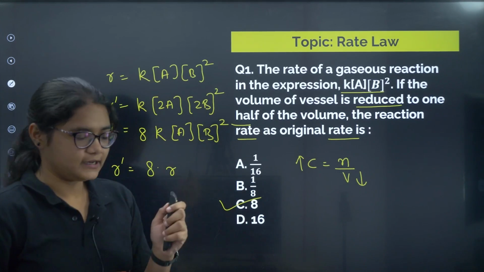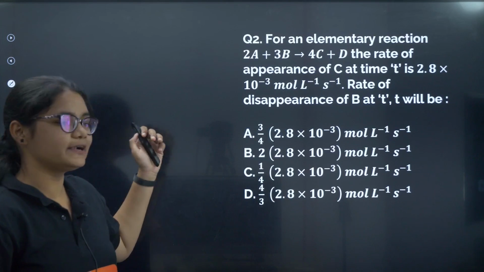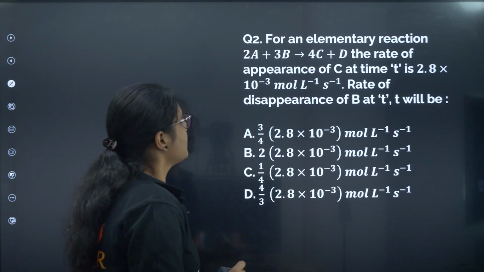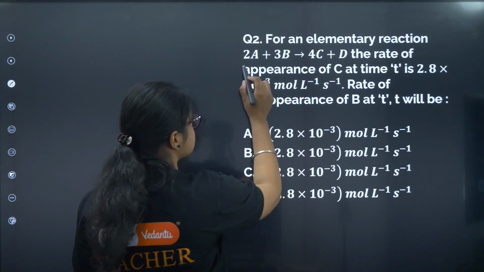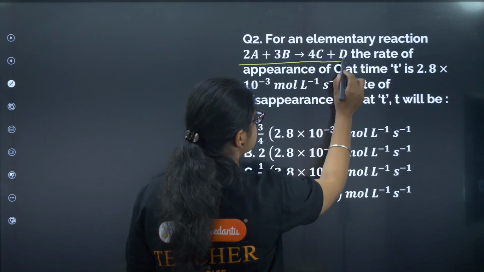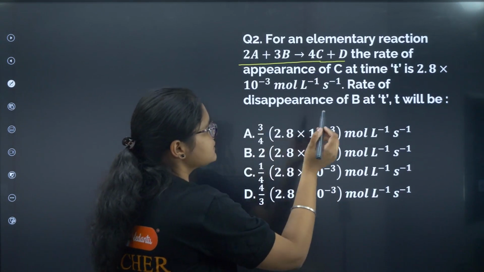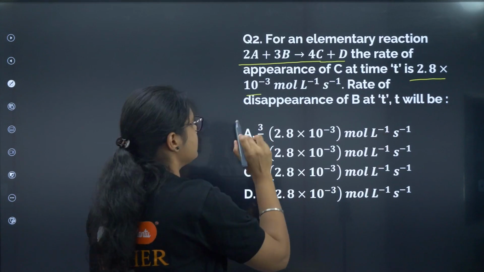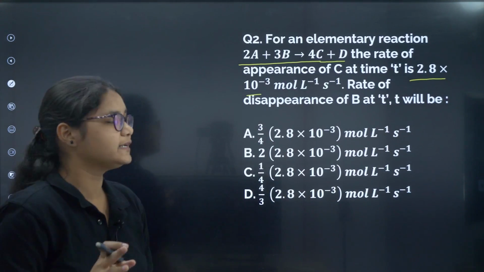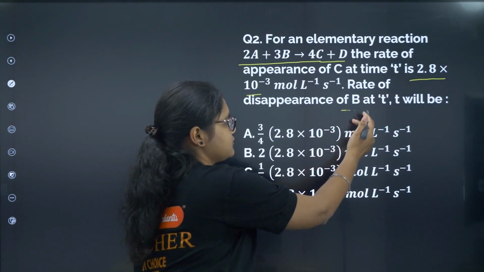So this is a very direct and easy question. You will get similar questions from rate law. Now the next question: for the elementary reaction 2A plus 3B gives 4C plus D, the rate of appearance of C at time t is 2.8 into 10 to the power of minus 3 mol per liter per second. Rate of disappearance of B.